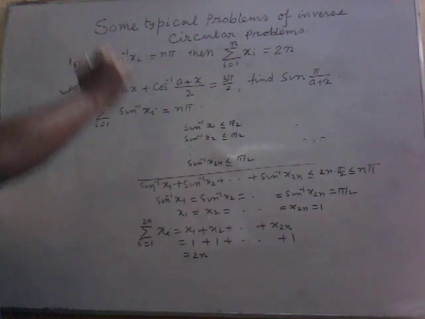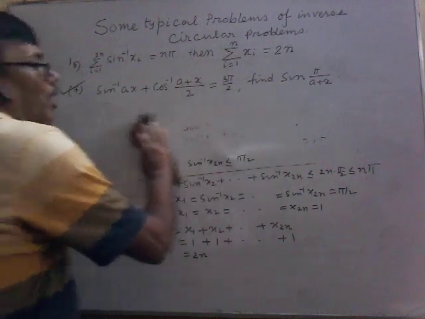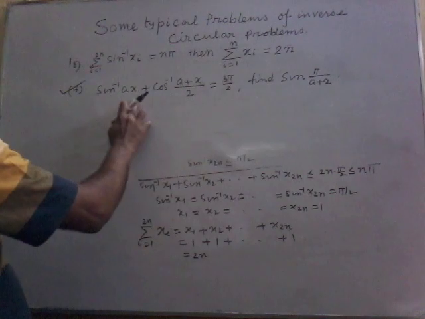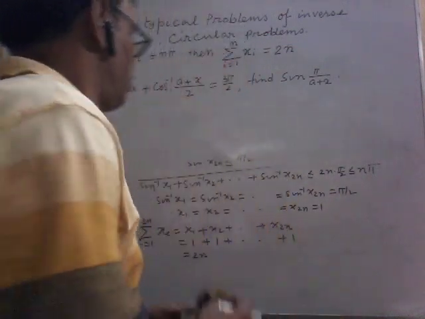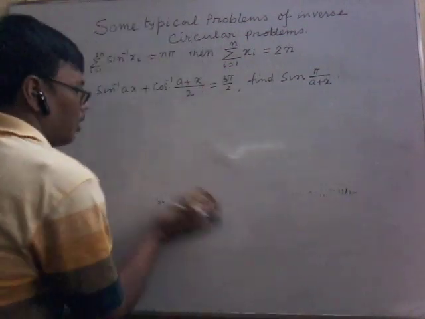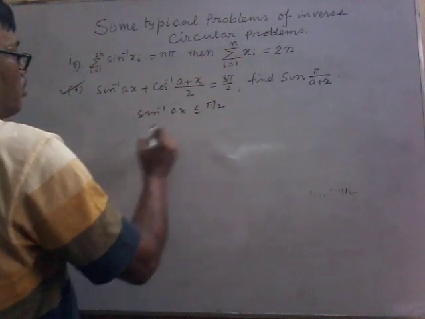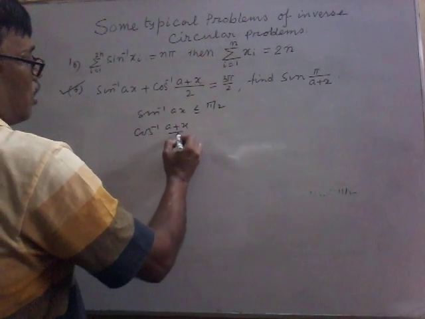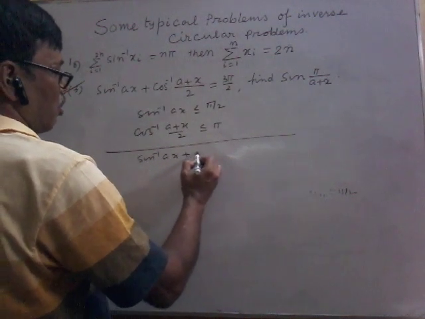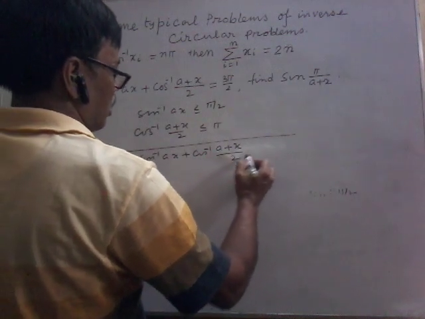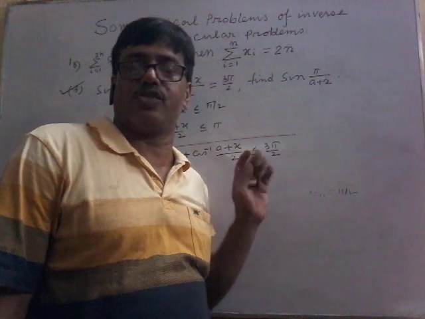Now problem number F. Exactly the same problem. So look, sine inverse x, maximum value is pi by 2, here is pi, pi plus pi by 2, 3 pi by 2. Here you have to use the principal value. So look, sine inverse ax is less than or equal to pi by 2. Cos inverse of (a plus x) by 2 is less than or equal to pi. So sine inverse ax plus cos inverse, this is given in mixed form, is less than or equal to 3 pi by 2. So the maximum value of the expression is 3 pi by 2.